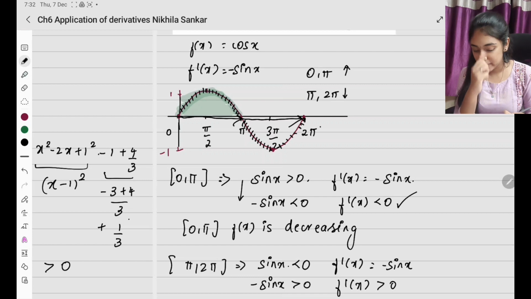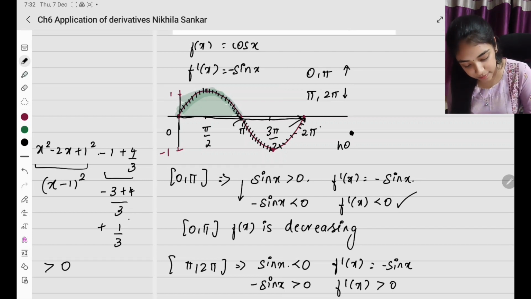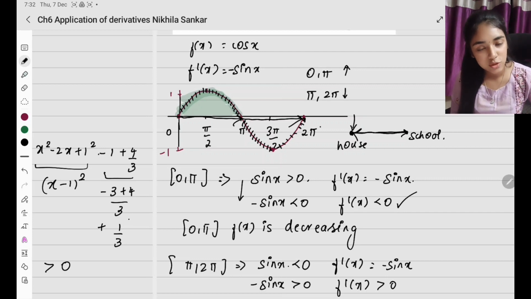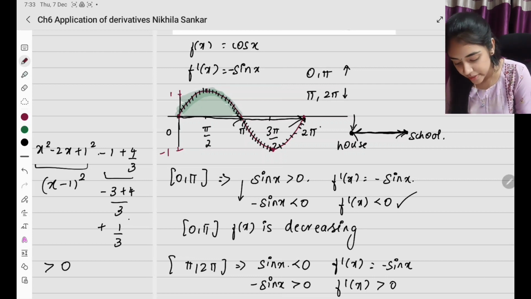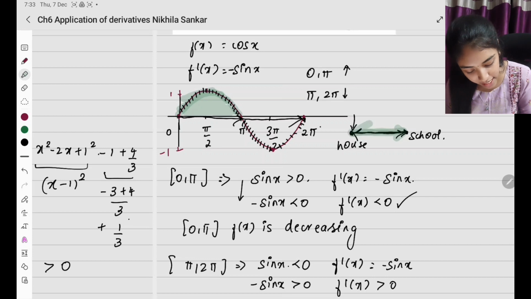If, for example, you are at your house. Okay. You're going to school, and you are coming back to your house, which means you're still in your house. Did anything happen? We didn't go to school at all. We went to school and came back. Which means if the function is increasing and then decreasing again, you're coming back to the same place.